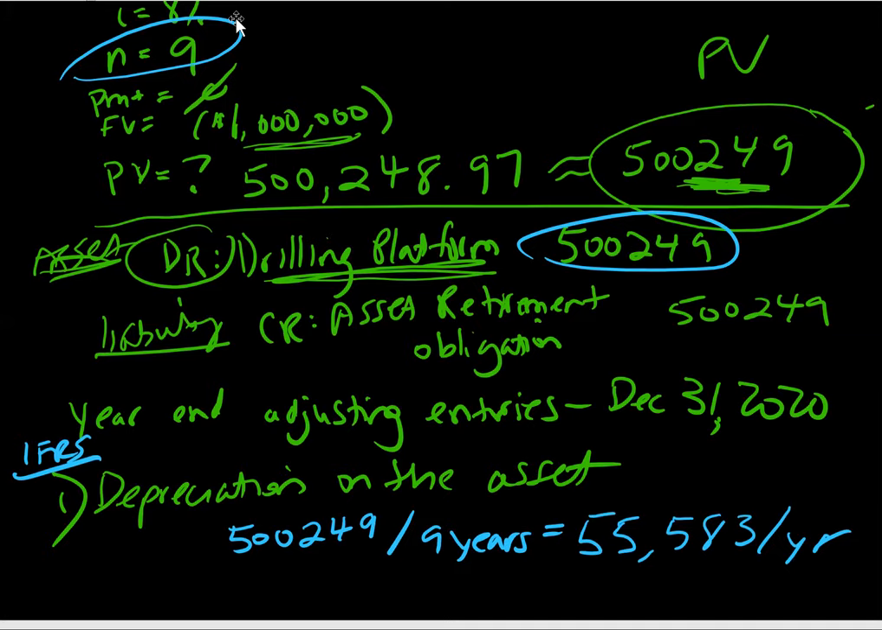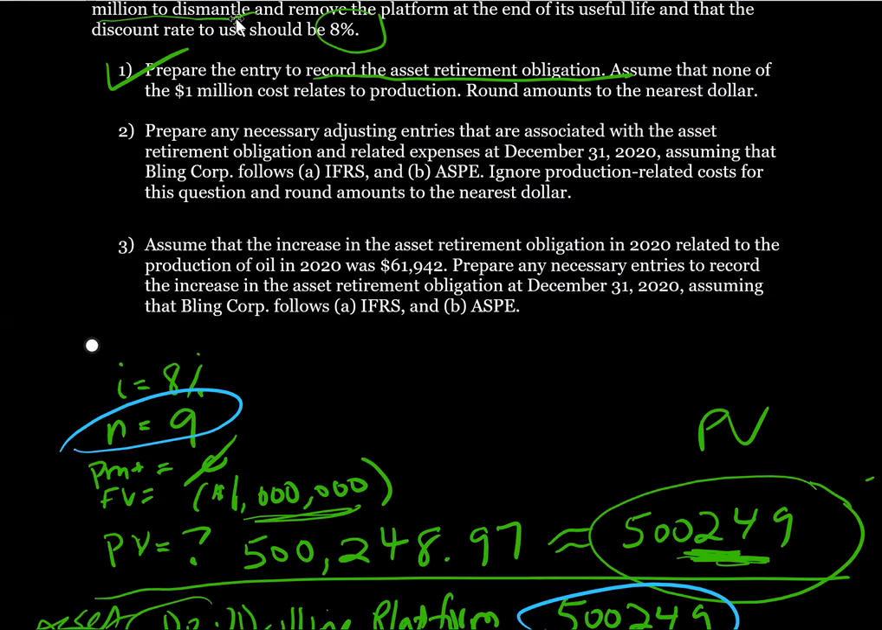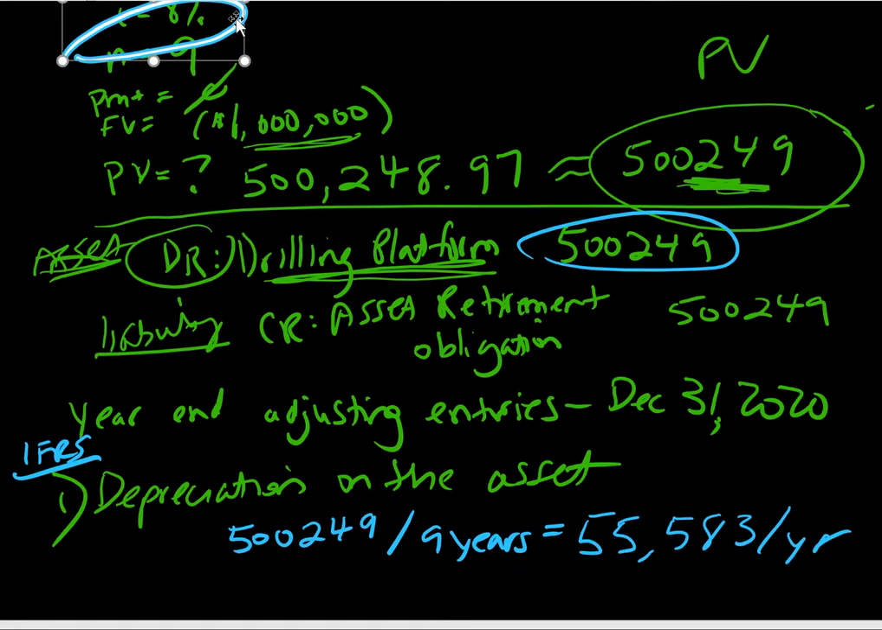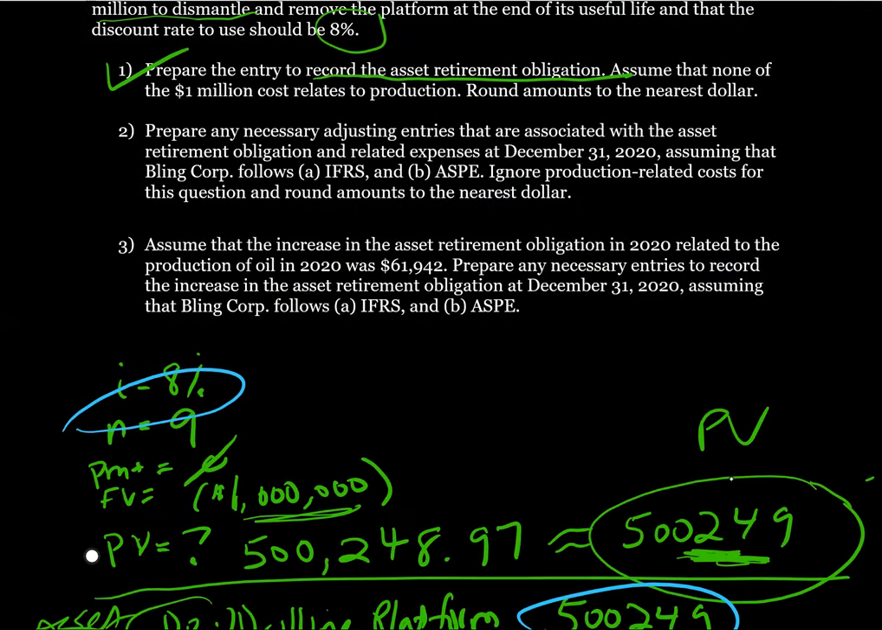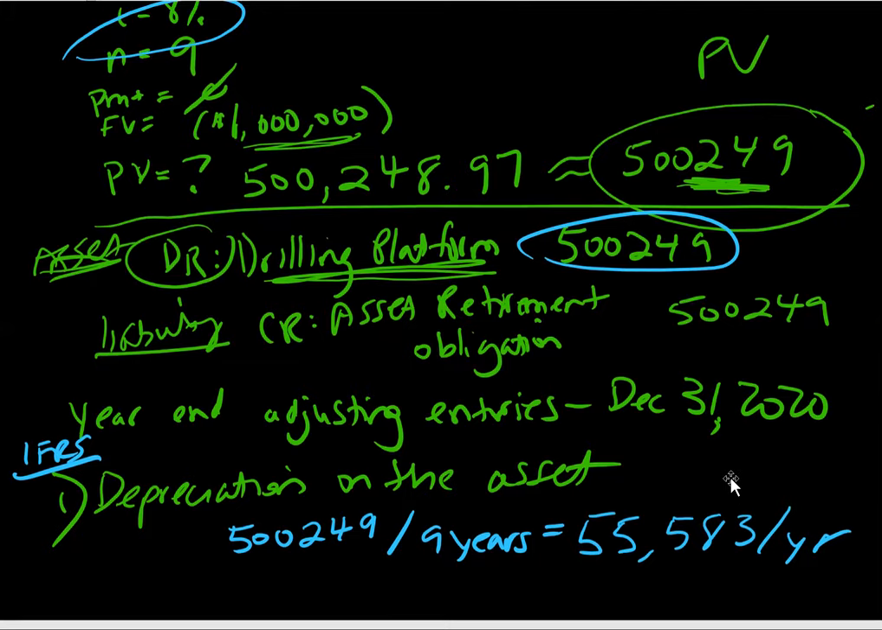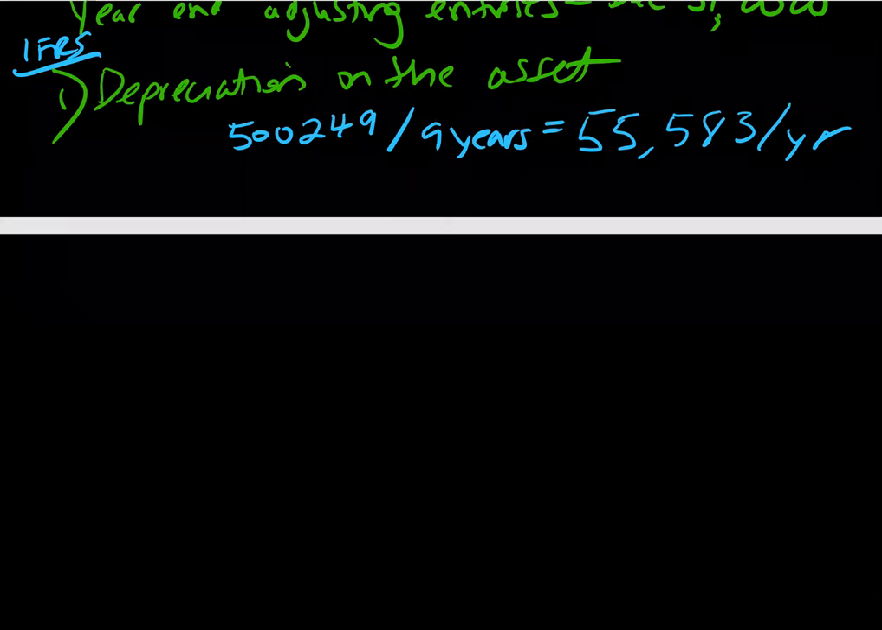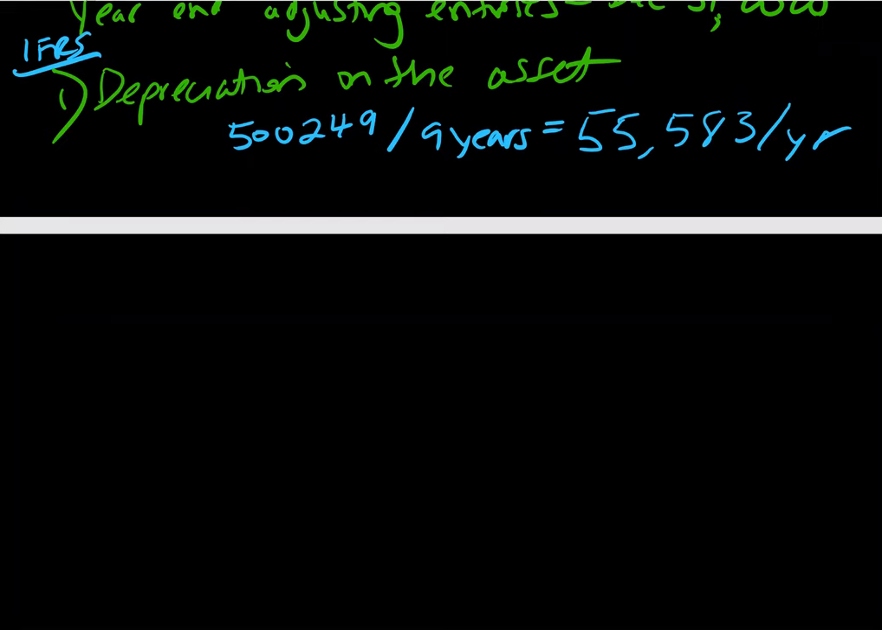IFRS is going to be, let's make this. Okay, so our journal entry for the depreciation is going to be debit depreciation expense.